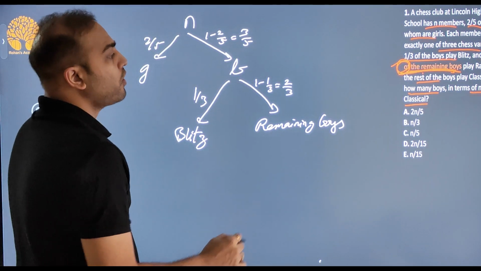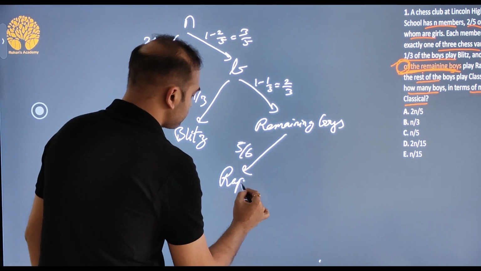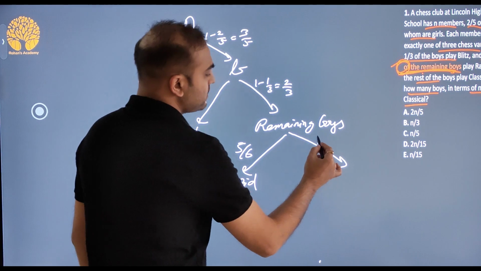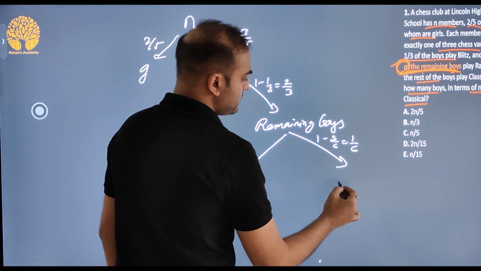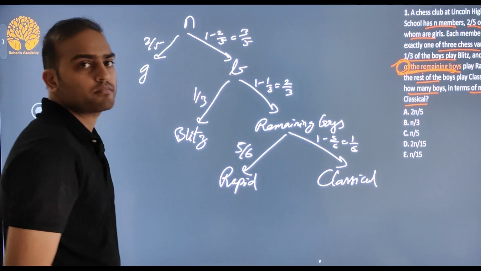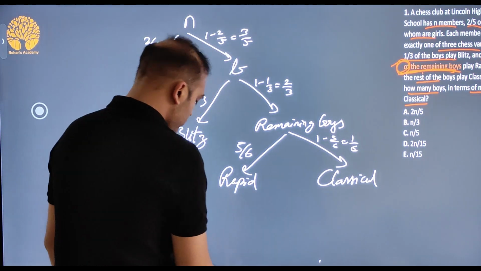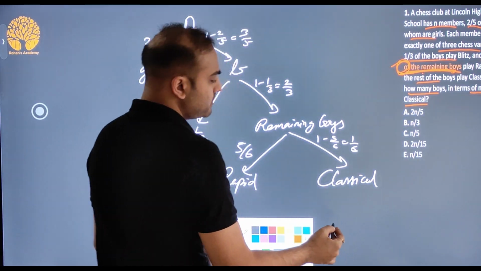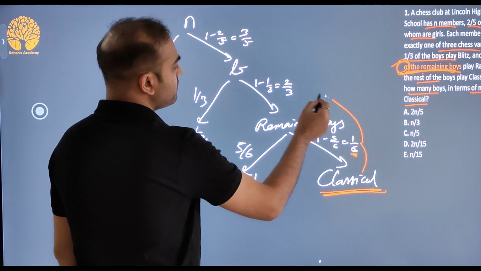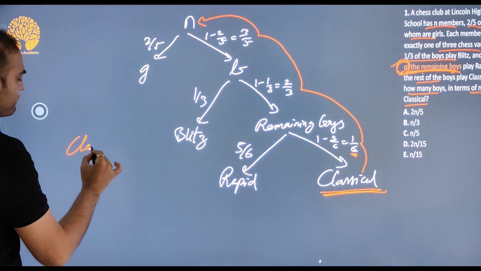Now of these, 5/6 play rapid. And the rest, again what is rest? 1 minus 5/6, that's 1/6, right? These remaining 1/6 play classical. The question is, in terms of n, how many play classical? So classical will be this 1/6, right? Just step up the ladder. 2/3, 3/5 of n.